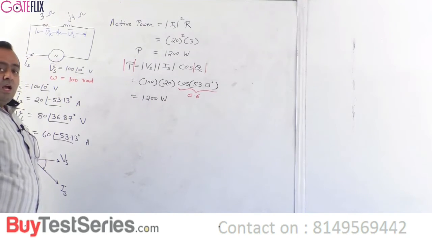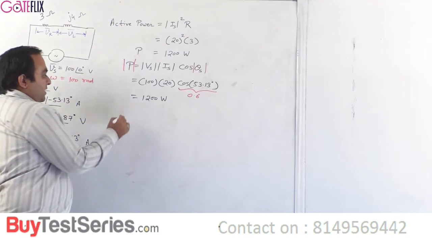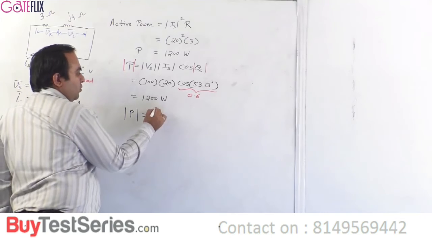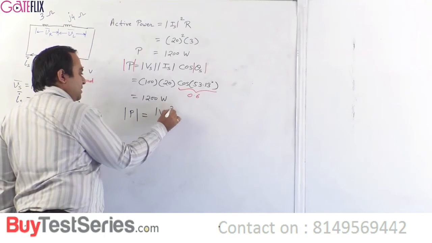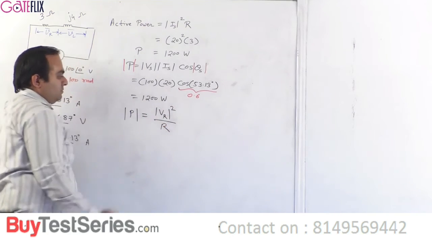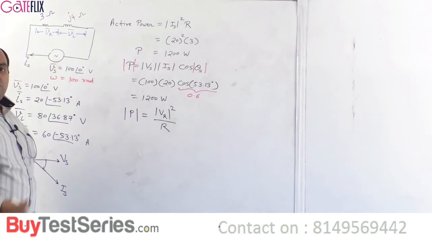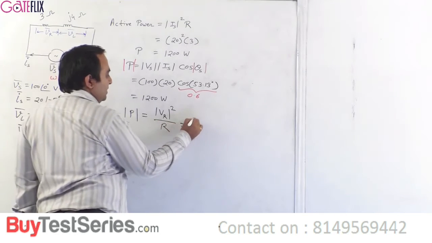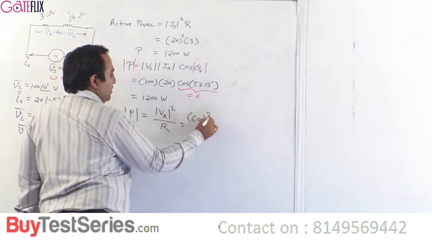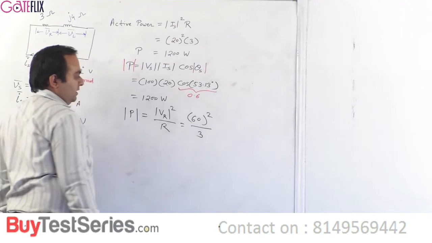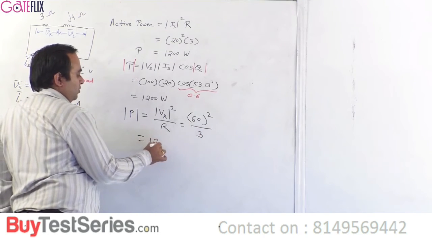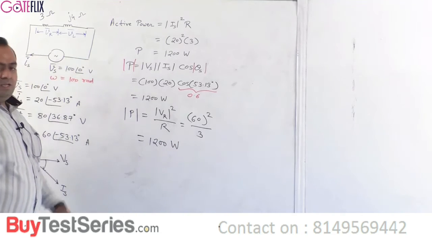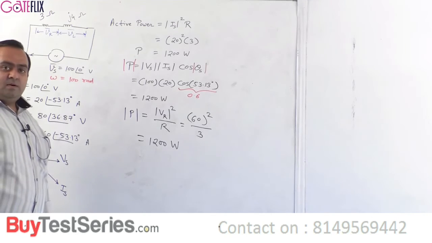Is this okay? The third way of calculating it is P equals the voltage appearing across the resistance squared divided by R. This is the third way of calculating the power absorbed by a resistance. So in our case, VR is 60, squared, divided by 3. So it again amounts to 1200 watts. Is this okay? This is how we calculate the active power.